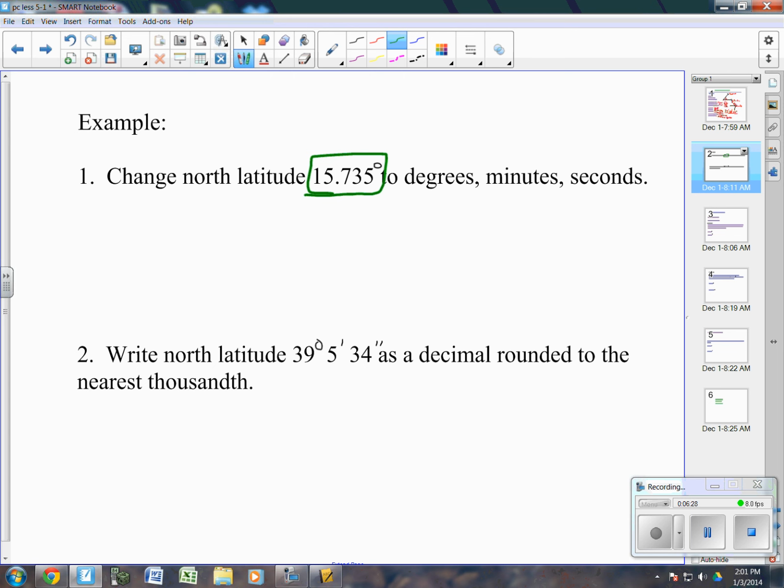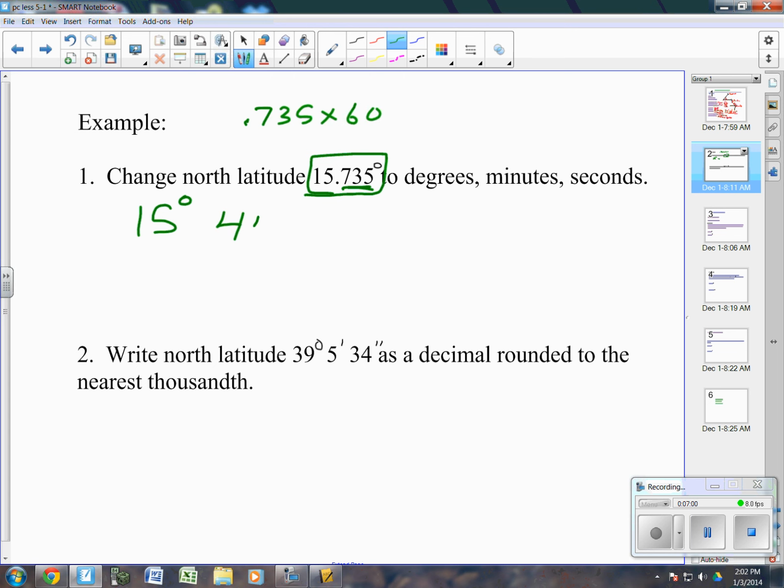So 15.735 degrees to degrees, minutes, seconds. Well, there are 60 minutes in a degree, right? 60 minutes in a degree. I'm going to take that decimal and times it by 60. Everybody take out your calculator. I want everybody to take 0.735 and times it by 60. So in other words, you're going to take the decimal and times it by 60. What do you get?